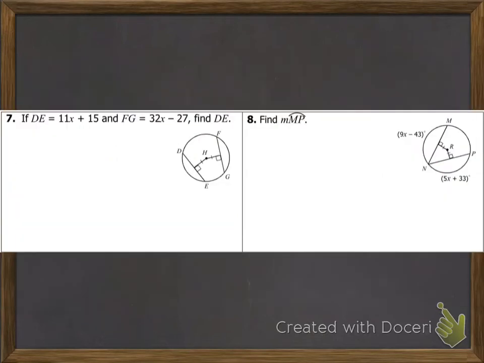So now let's look at number 7. If DE is equal to 11x plus 15, so this is going to be DE, this piece right here, and FG, this chord over here, is 32x minus 27, find DE. So once again, you know that the chords are going to be equal to each other, so we're going to set them equal. So we're going to have 32x minus 27 equals 11x plus 15.